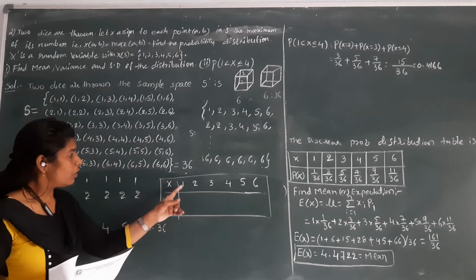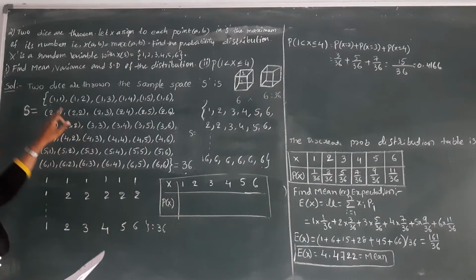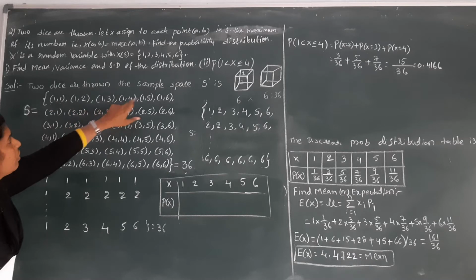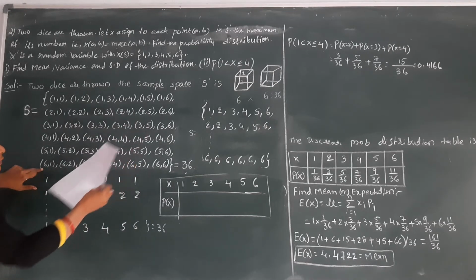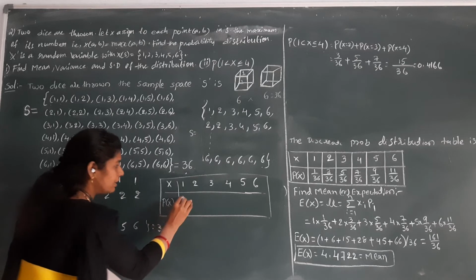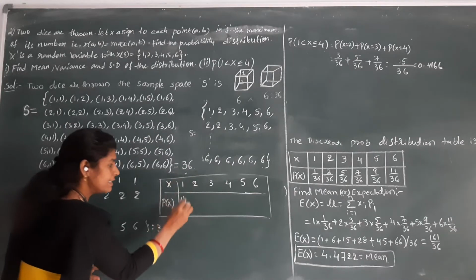Now, how many places do we get minimum 1? Okay, now here 1, 2, 3, 4, 5, 6, 7, 8, 9, 10, 11. 11 places we get 1 is the minimum. 11 out of how many cases? How many total possible cases? 36.